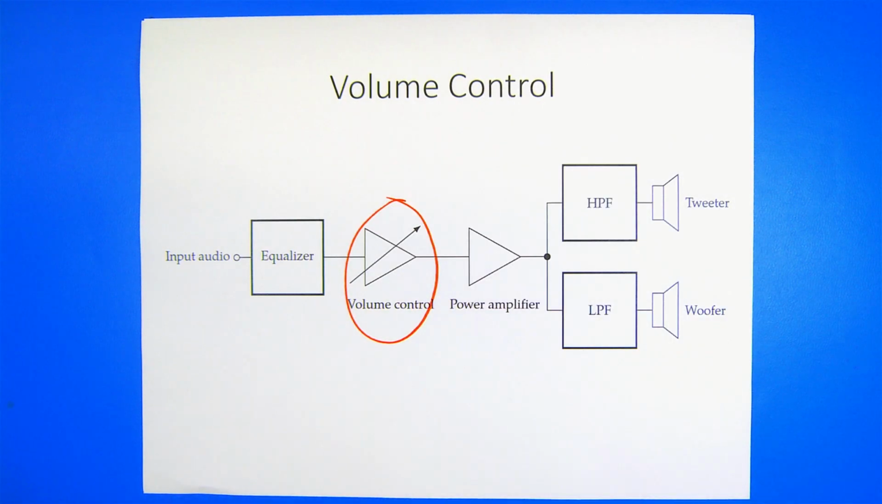The volume control subsystem is used to control the overall loudness of the signal. It's important when designing it to consider the maximum input level of the power amplifier and ensure it won't be exceeded.